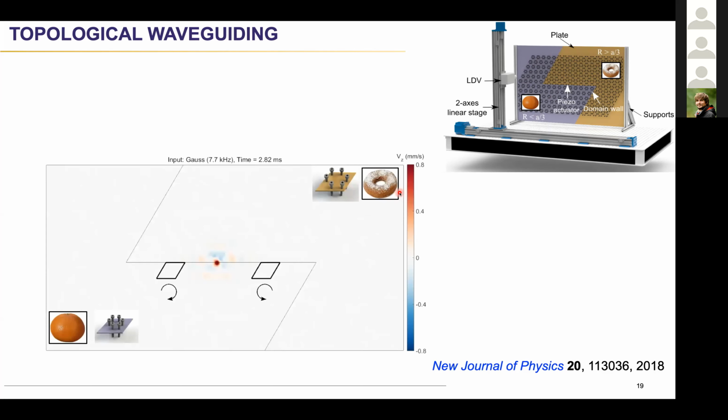Okay, so here you are going to see the experimental results showing the out of plane velocity. At the center, we are going to excite the system, and we will see that the energy will be guided along this path. And also we will notice the spins. So the counterclockwise spin propagating in this direction and clockwise in this direction.